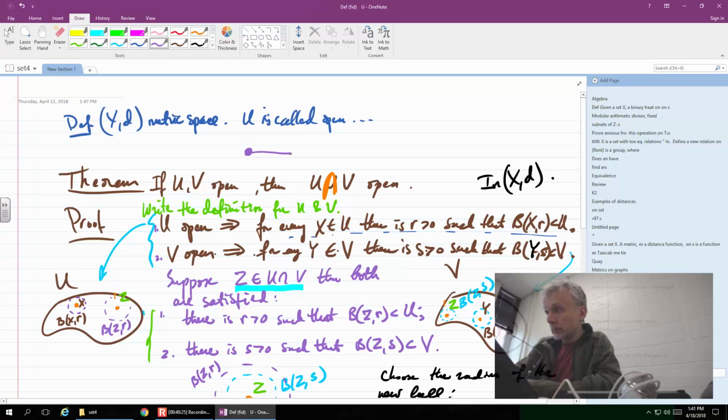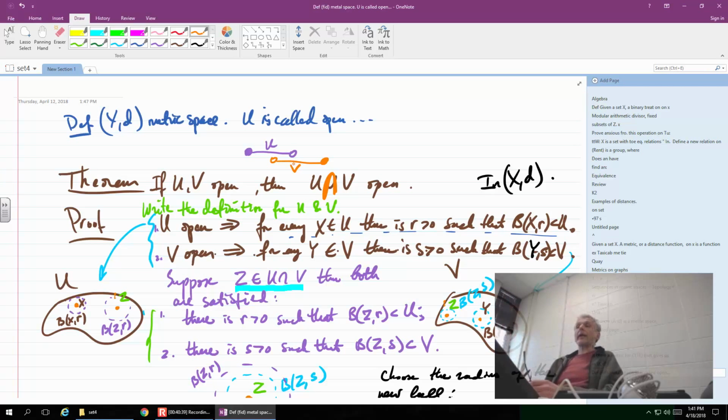Well, say this is U, and this is V. Okay, so the other endpoint is included, which makes U and V not open. But if you take the intersection, it will be an open interval, right? Like this. So it doesn't have to work out this way.